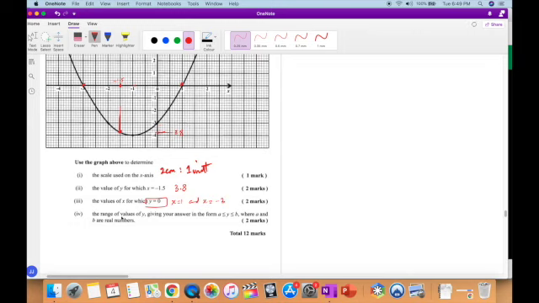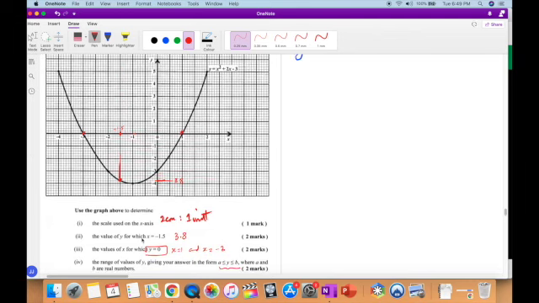Right? The range of values of y given your answer in the form where a and b are real numbers, right? So it's just what I was talking about there. We could see that this is the range of x values spanning from negative 4 to 2, but they just didn't call it range, they called it domain. So when we're talking about x, we're talking about domain, but when we're talking about y values, we're talking about range, but they are the same thing. How much does it span, right?